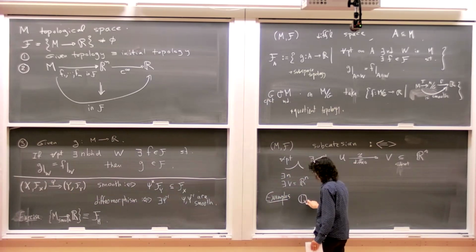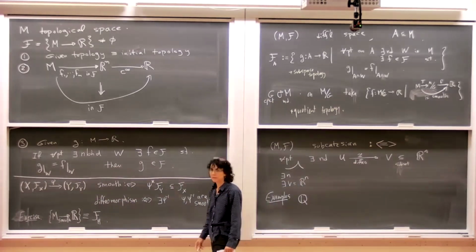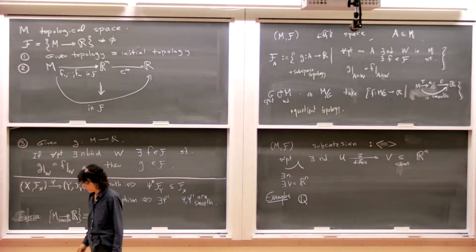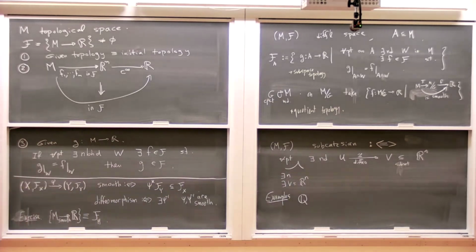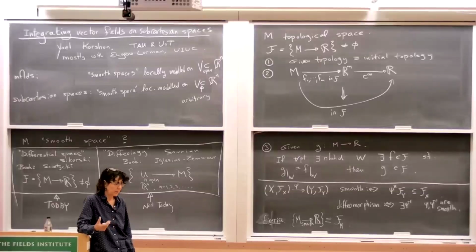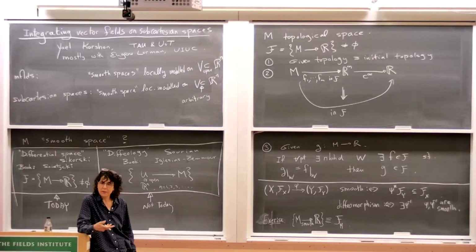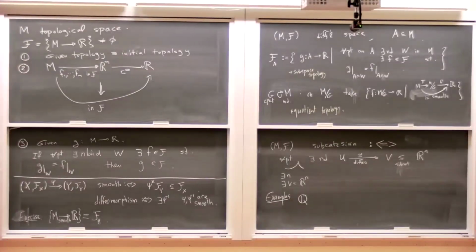For example, we can take the rationals inside the real numbers. You don't have any continuous curves there, but the topology somehow sees this is not discrete, and the smooth structure also sees Q in a sense. So this is one-dimensional.